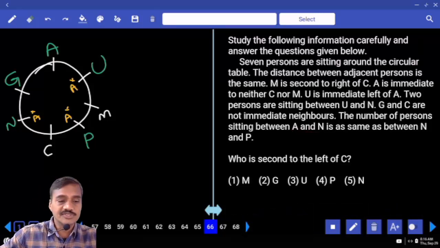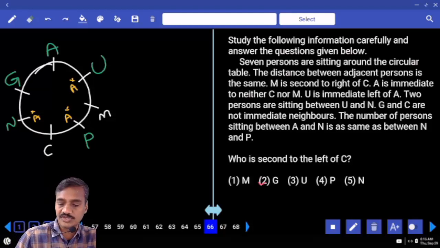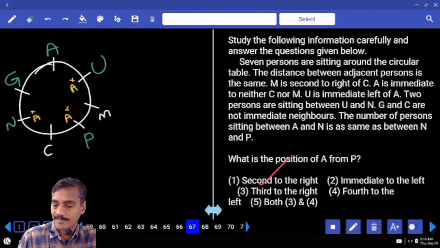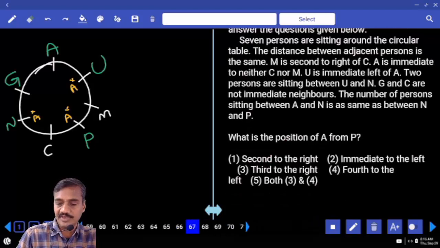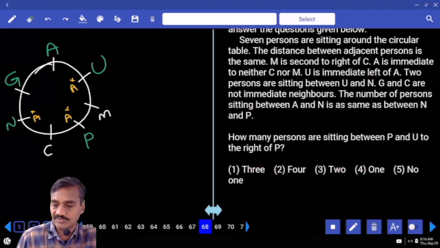Then who is seated second to the left of C? Second to the left of C, who is that person? G. Choice 2, question number 66. And what is the position of A from P? Position of A from P, 3rd to the right or 4th to the left, both 3 and 4, choice 5, question number 67.